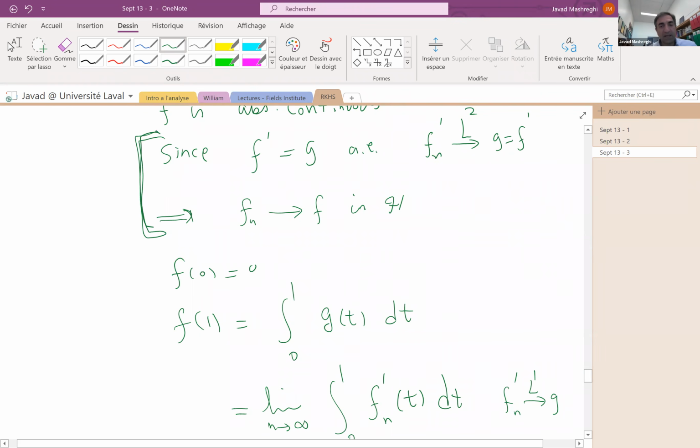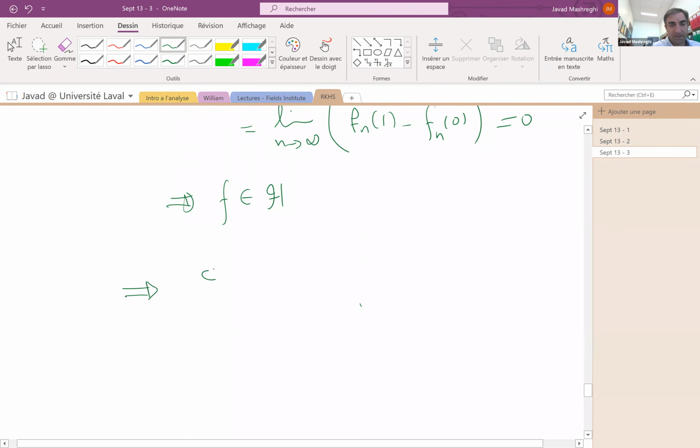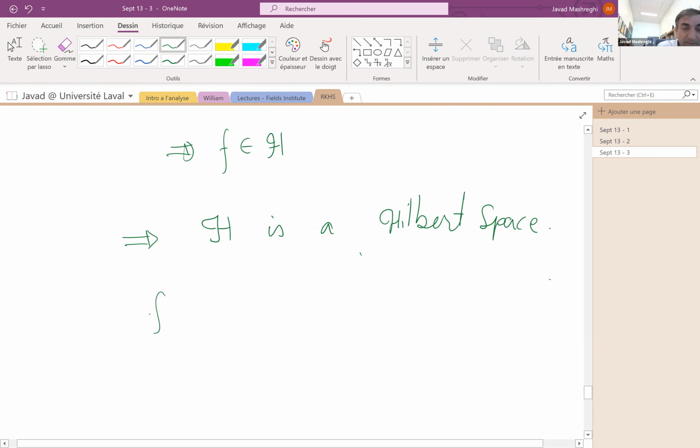We have Fn in H converges to f in H, therefore H is a Hilbert space. More than that, not just a Hilbert space. Evaluation is continuous. Again, back to the formula, f of x is equal to the integral from 0 to x of f prime t dt.